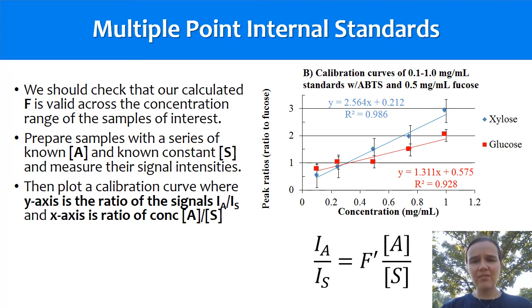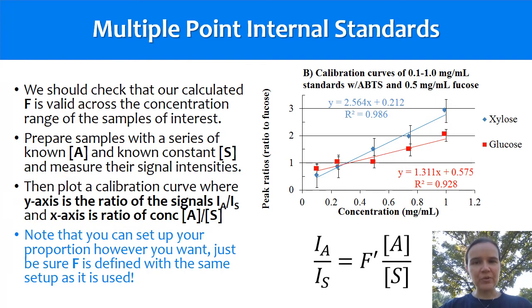Now, what I want to point out to you through the use of the F prime here on this factor is another really nice thing, which is that you don't have to remember a particular equation to work with internal standards. As long as you know you're getting a proportion between signal and concentration of analyte and standard, it doesn't really matter where you put the F, as long as you set up your proportion, you calculate F using the same setup as you use that F to get an unknown concentration.